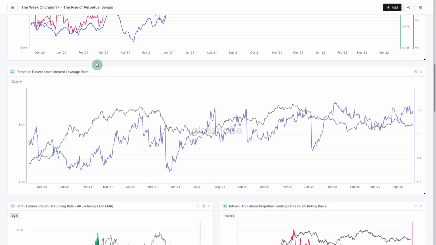So again, I'll bring it back to that engineering analogy. We have the Bitcoin market size. That's the thing that the market is trying to move. It's the object to be moved. And the more leverage we have in the system, the more likely that is to be moved. That's the open interest or the perpetual open interest.